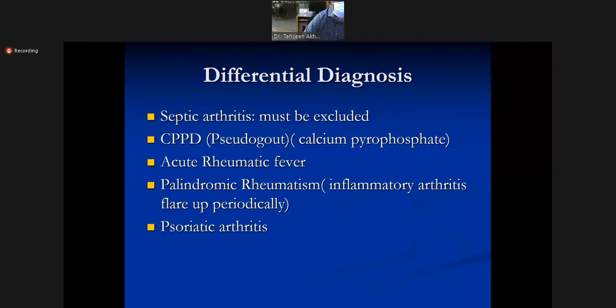And psoriatic arthritis. In psoriatic arthritis, monoarticular involvement is sometimes present with nail changes, which are not present in acute gout. Usually in psoriatic arthritis, there is nail pitting. When you examine the synovial fluid, there are no negatively birefringent monosodium urate crystals. So you usually differentiate very easily by examining the synovial fluid.